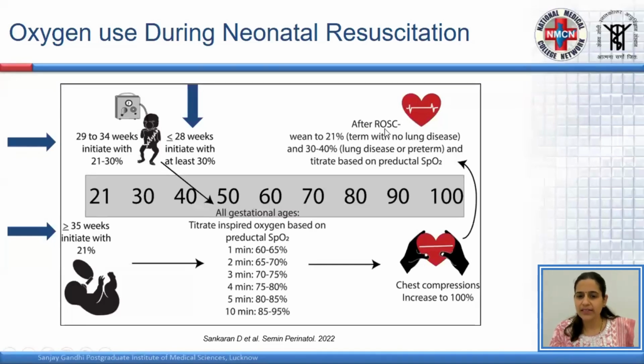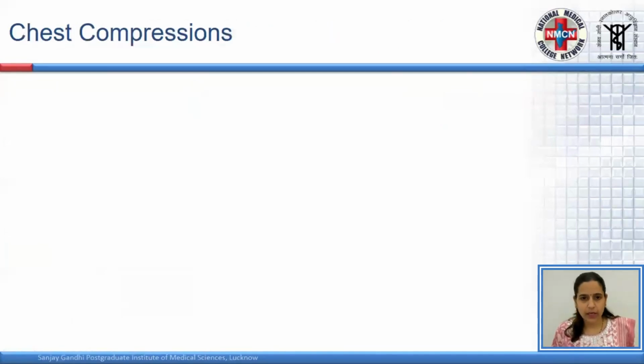But as soon as there is a return of spontaneous circulation and there is no underlying lung disease in the baby, wean back to 21% to avoid the harmful effects of oxygen therapy. Or if it is a preterm baby or some lung disease may be there, you can come back to 30 to 40%, and then subsequent FiO2 would be titrated based on the target pre-ductal saturations, which have been clearly mentioned by the NRP guidelines.